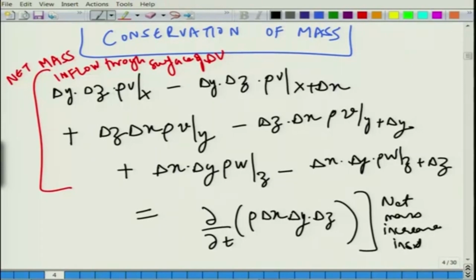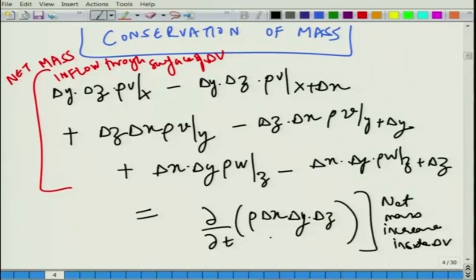inside delta V. This is a mathematical rendition of one of the most fundamental laws, that whatever difference of mass we are seeing that comes inside and goes outside, the sum total of the differences must be equal to the net change of mass within the control volume delta V. Delta V is nothing but delta x into delta y into delta z. So, volume times density is the total mass at any instant within that control volume. So, the time rate of change of that is equal to the net mass influx through different surfaces of delta V. So, that is what we get, the net mass difference.